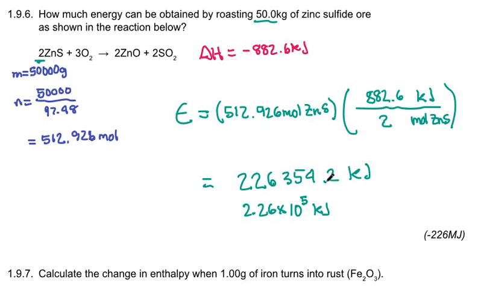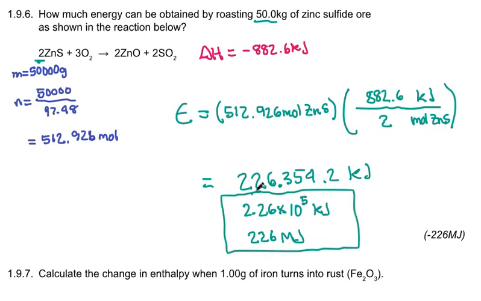Or we can divide this by 1,000, which puts the decimal right there, and we can write 226 with 3 sig digs. So dividing by 1,000 turns kilojoules into megajoules. Either one of these is an okay answer as long as you remember that this first reaction was exothermic. So our answer here should be exothermic. Good.